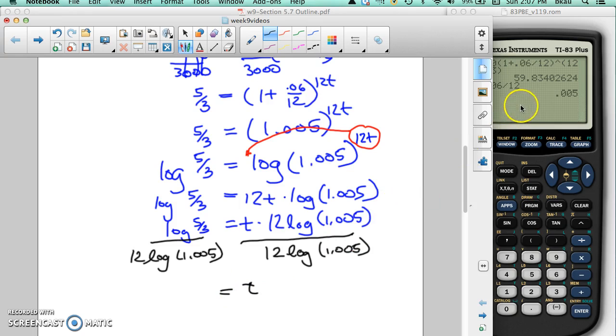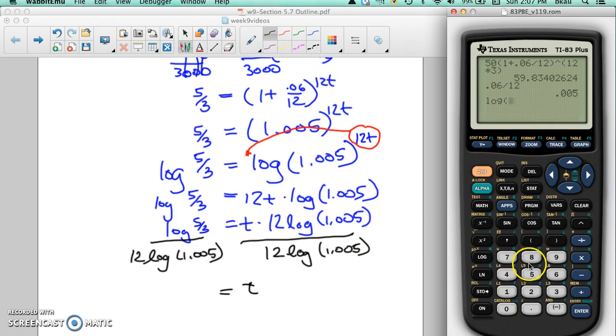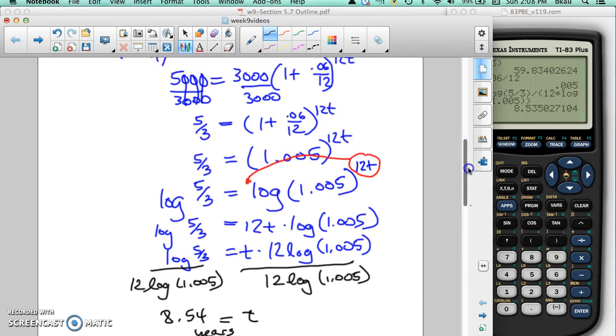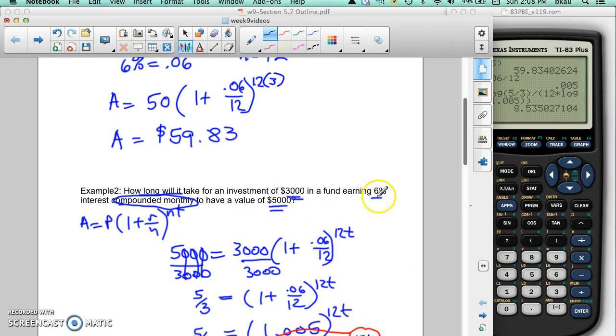And we can get that number in our calculator just using our log button. Now I'm going to use parentheses because I have a 12 and a log, so 12 times log 1.005, two parentheses. Okay, so this should be my answer. So we're going to say t is about 8.54 years. So it's going to take a little over 8.5 years for this value to grow to 5,000.